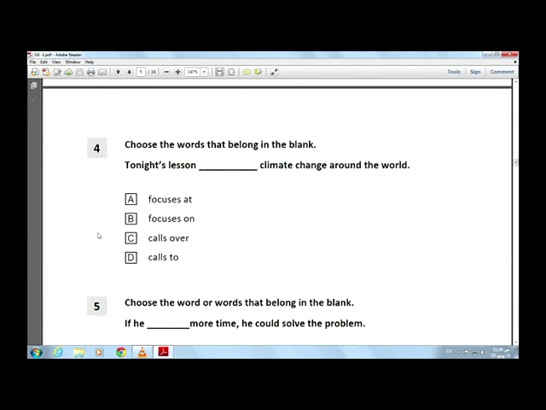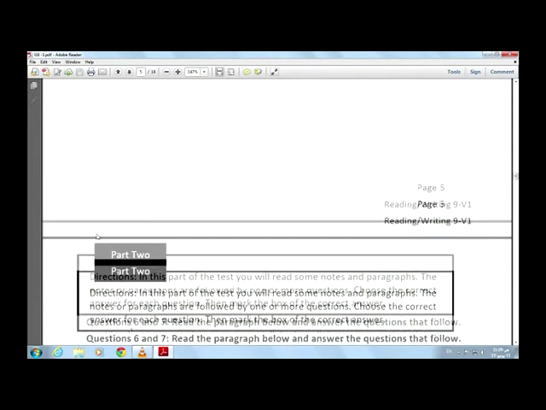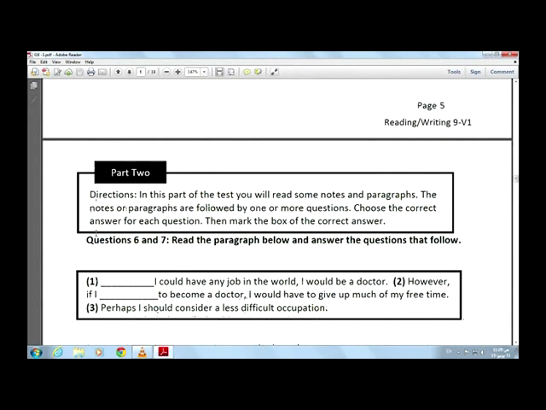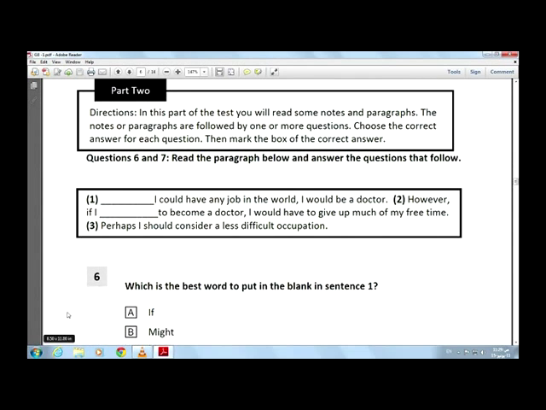After you finish your 8 questions in this part, you move to part 2, which is about questions 6 and 7. Read the paragraph below and answer the questions. It's a short paragraph, and you have to fill it with the correct, which is the best, word to be put in the blank in sentence 1. They give you a short paragraph with maybe 1, 2 or 3 spaces, and for every space they will ask you to put maybe a word, maybe punctuation, etc.